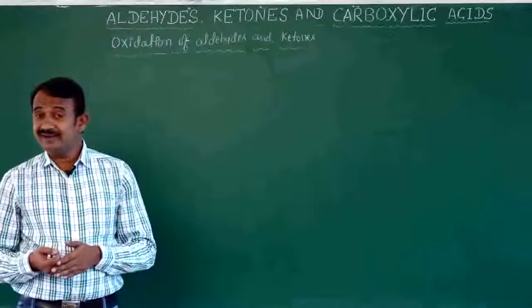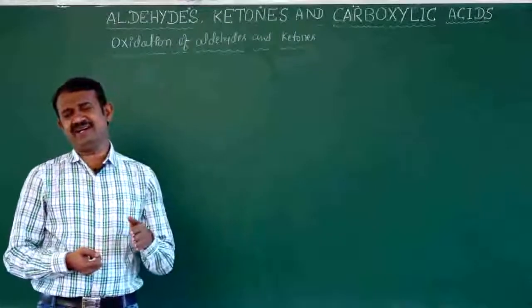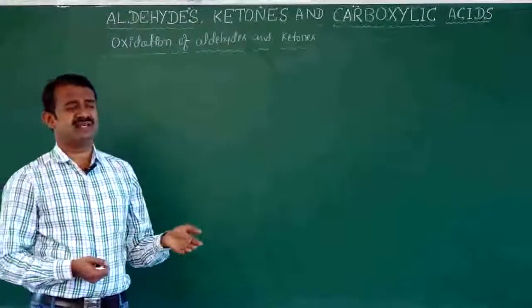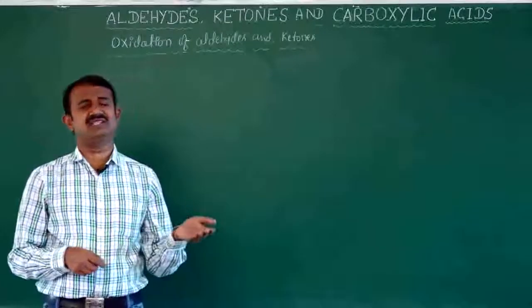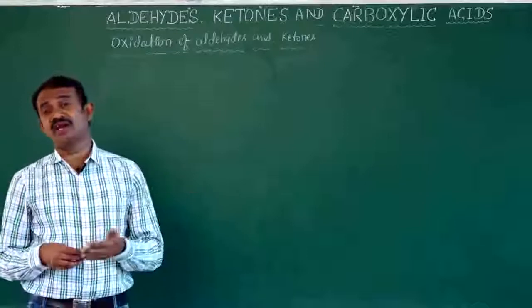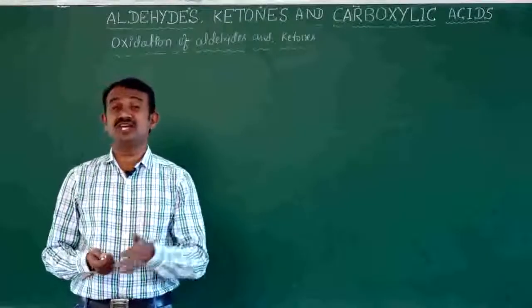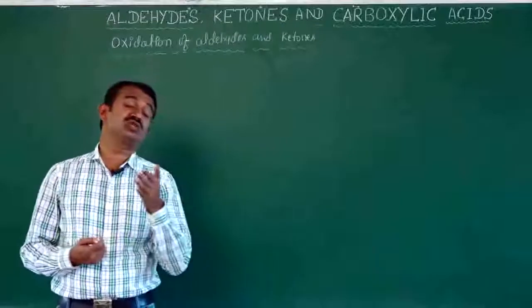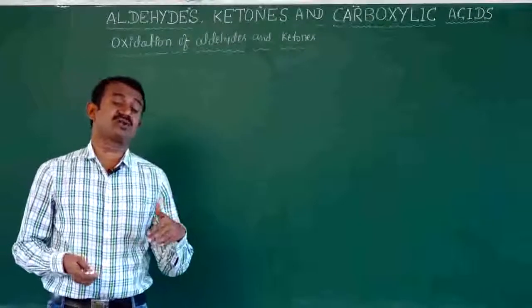When an aldehyde is converted to a carboxylic acid, a mild oxidizing agent is enough. A mild oxidizing agent can be used when an aldehyde is converted to a carboxylic acid. But if it is a ketone, we have to use sodium dichromate to convert it to a carboxylic acid.